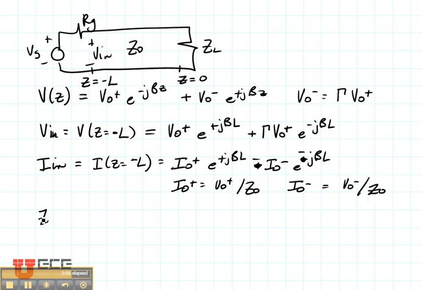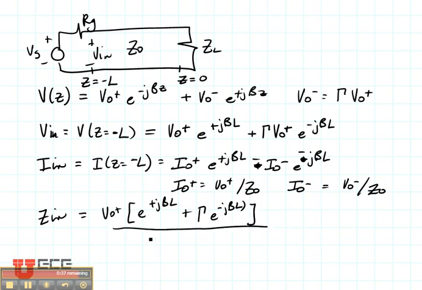And that gives us that Zin is going to be equal to V0 plus times e to the plus j beta L plus gamma e to the minus j beta L, and that's going to be divided by V0 plus divided by Z0 times e to the plus j beta L minus gamma e to the minus j beta L.